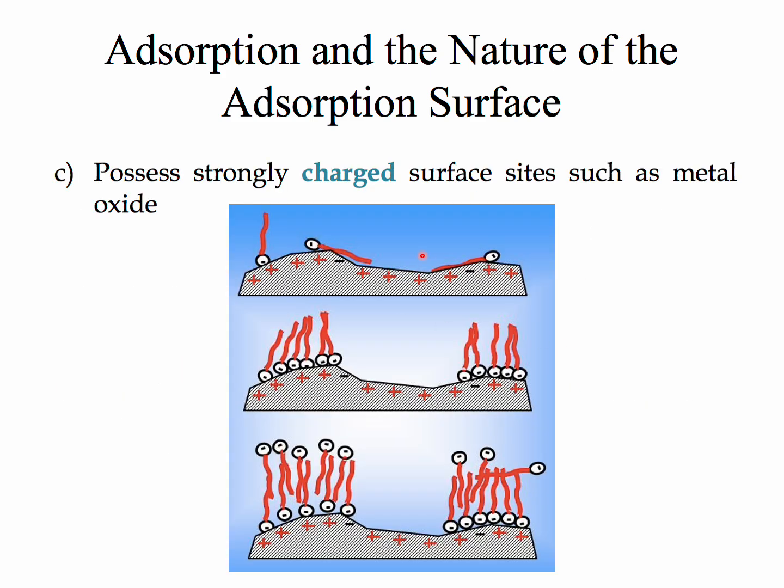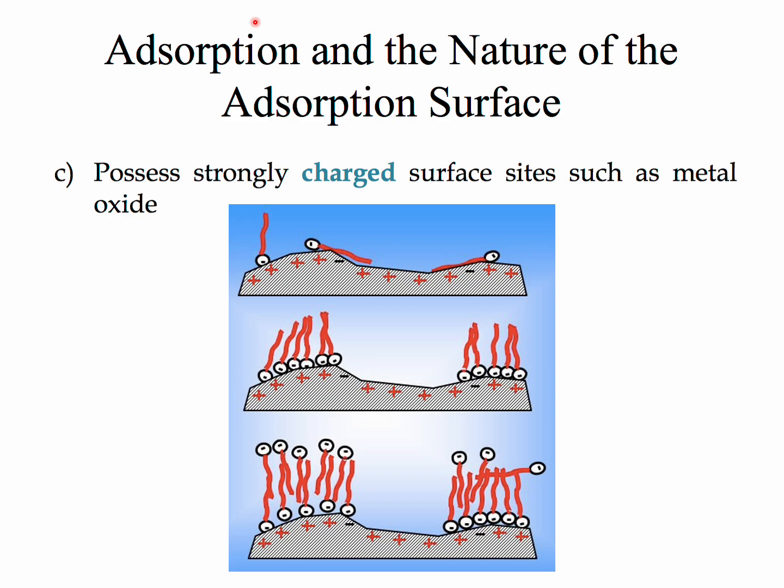Now let us look at the third type of surface, which is strongly charged surfaces. This surface contains charged sites, which can be either positive or negative. A common example of such material is metal oxide. Because of the presence of these charges at the surface of the solid material, the interaction between the surface and the molecules in the solution becomes much stronger compared to non-polar and neutral polar surfaces.